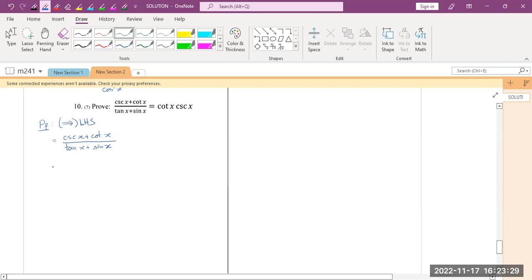Too many trig functions here. Let me rewrite them into sine cosine. So 1 over sine x plus cotangent x becomes cosine x over sine x. Tangent x becomes sine x over cosine x, plus sine x.